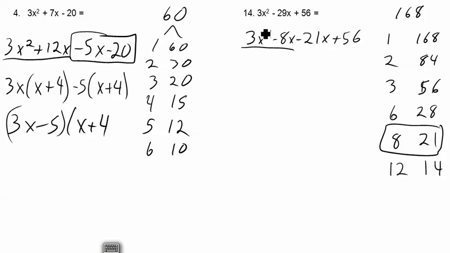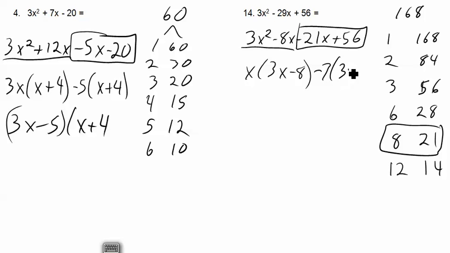Take a look at the first two. What can we factor out of those? Just an x. 3x minus 8. Alright, so what do we need to do to -21 to get it to be a 3? We need to divide by 7, actually -7, and that should be 3x minus 8. So one last step. And those are our factors.